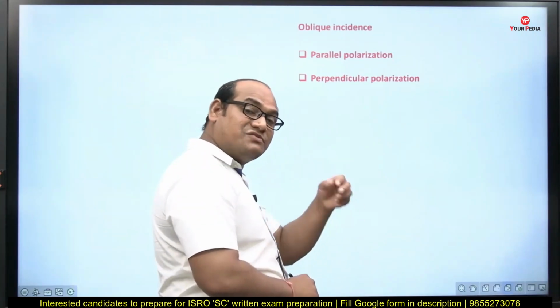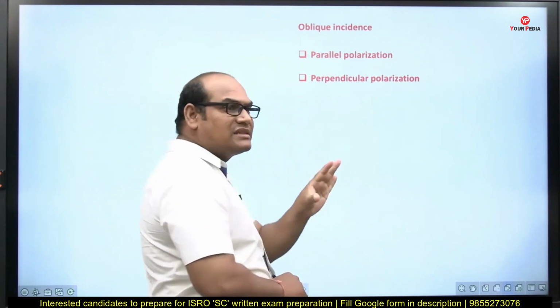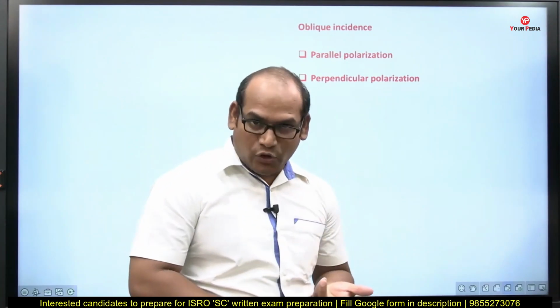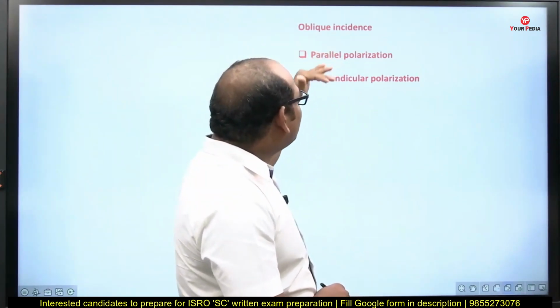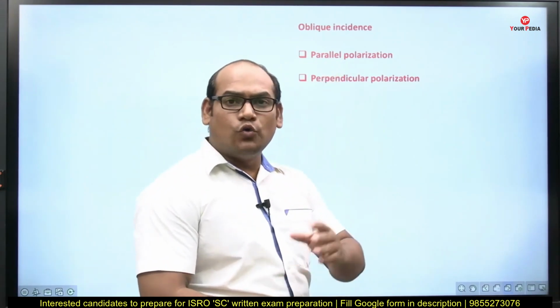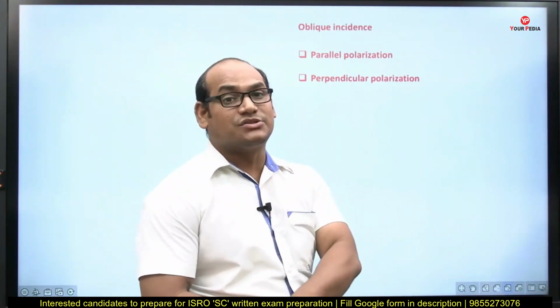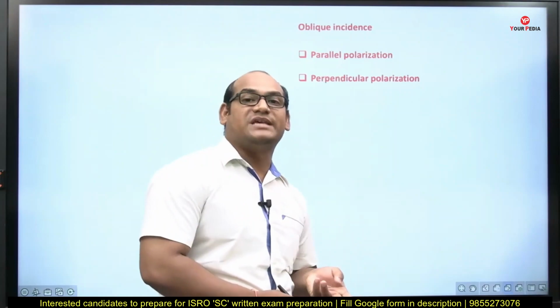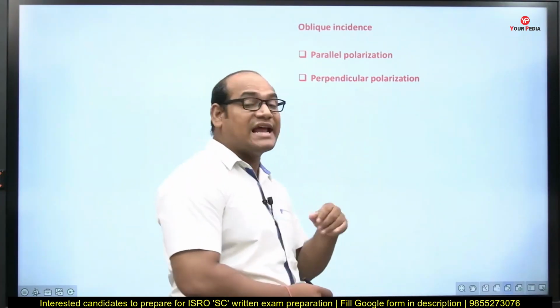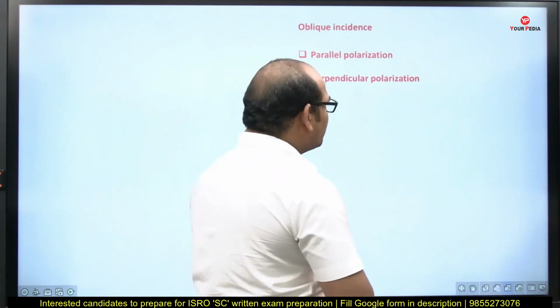Generally, polarization means we know about electric field polarization. So here also, based upon the orientation of the electric field only, this oblique incidence criteria have been defined. Based upon the orientation of the electric field with the angle of incidence or the plane of incidence only, we have taken two types again: parallel polarization and perpendicular polarization. That is what we are going to see.